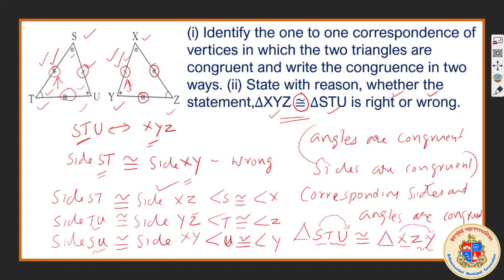Everything perfectly matched. The correspondence, the matching of each vertex, each side and each angle, should be properly placed while writing the congruency. This is a primary thing that you should take care of while dealing with the congruency of triangles. Okay, let me go ahead.